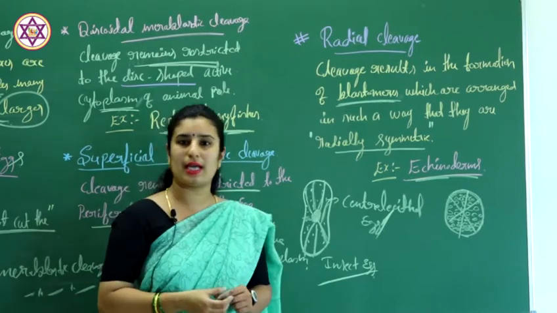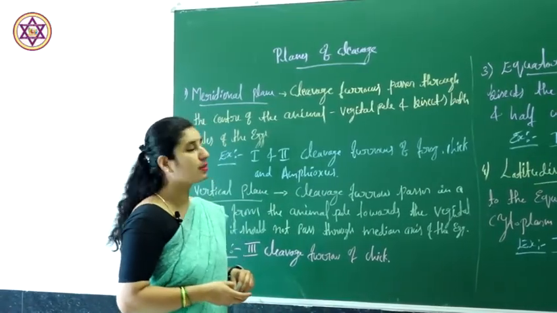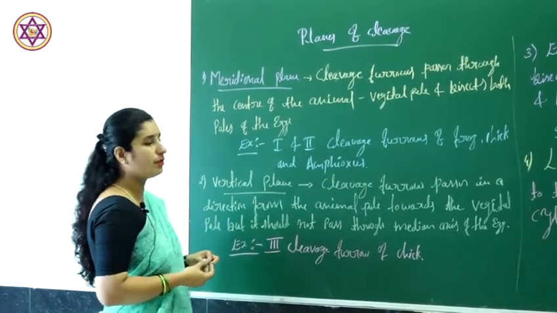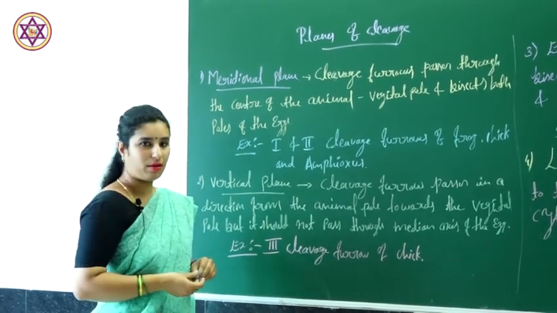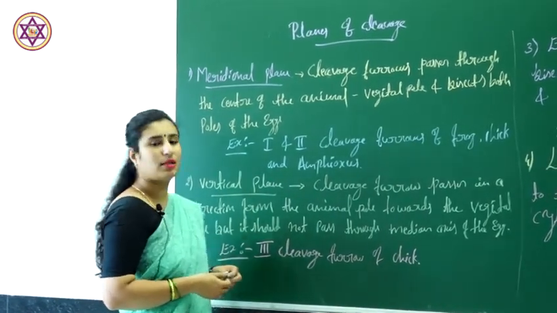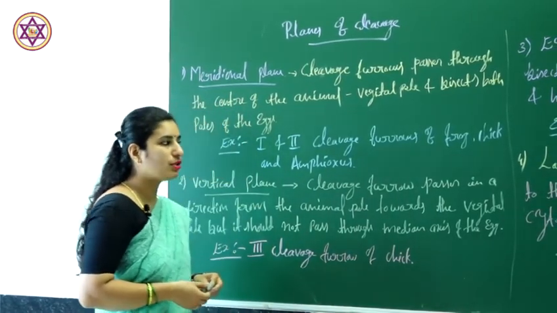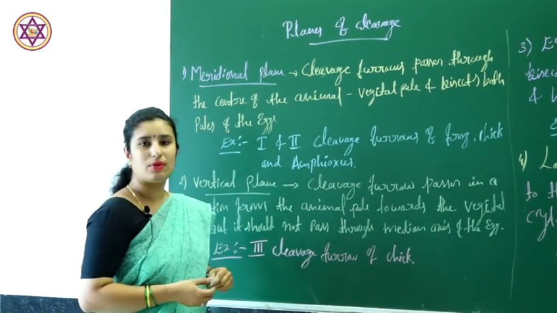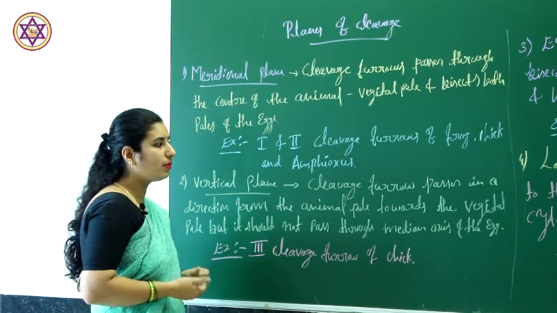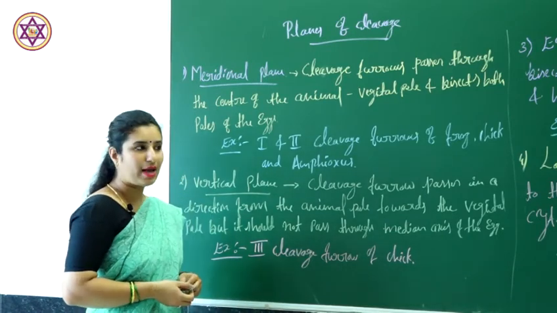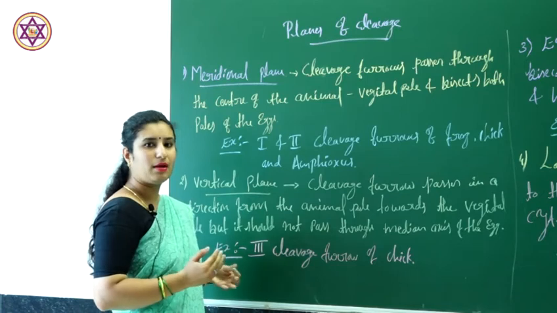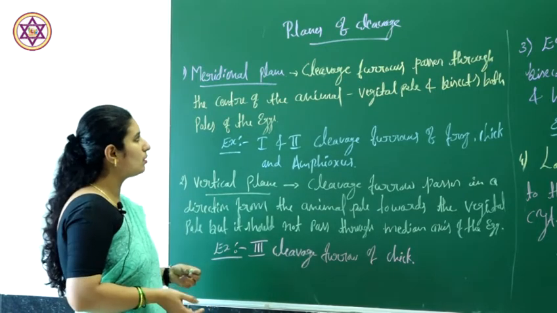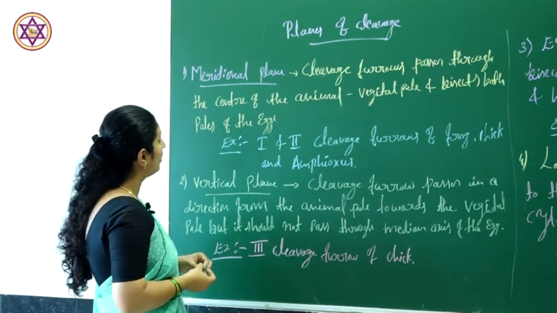Okay, this is about the types of cleavage. So let's discuss the planes of cleavage. Here we have 4 types, in which the first one is meridional plane, the second one is vertical plane, the third one is equatorial plane, and the fourth is the latitudinal or horizontal plane. These are the 4 important planes under the planes of cleavage. Different cleavage furrows divide the egg in different planes, okay. So let's start with the first one, that is meridional plane.